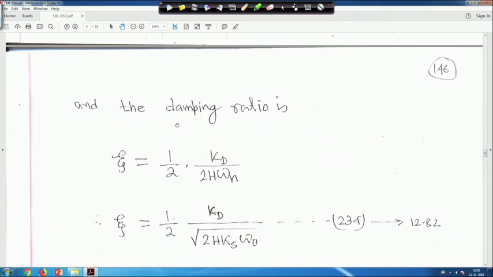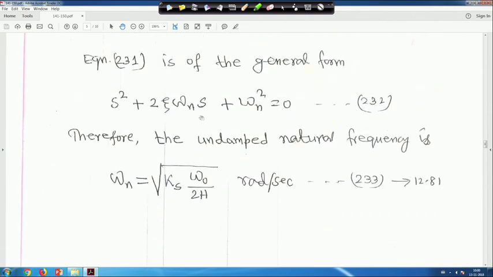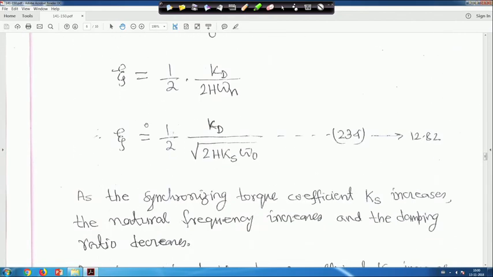And that is the damping ratio, that is xi is equal to half into Kd upon 2H omega n, right. So, therefore, the undamped natural frequency is omega n, and the damping ratio xi is half into Kd upon 2H omega n. Now, put the omega n value and simplify, you will get xi is equal to half Kd over root 2H Ks omega 0. This is equation 234.